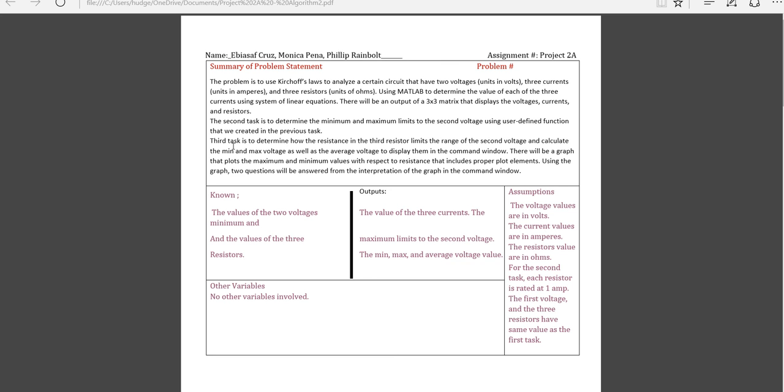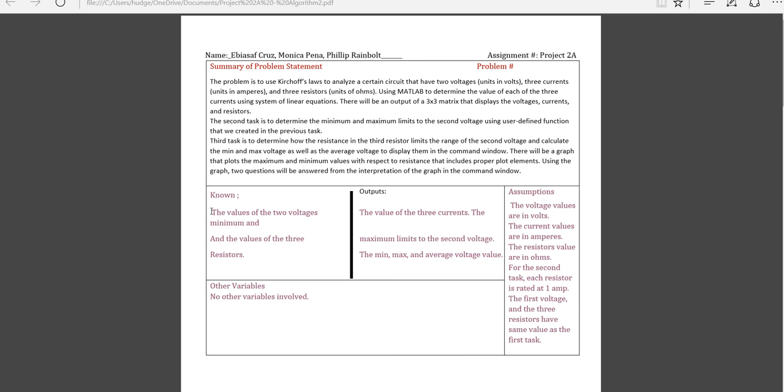function. And then the third task is to determine how the resistance in the third resistor limits the range of the second voltage, and calculate the minimum and maximum voltage as well as the average voltage to display them in a command window. And then there will be a plot of a graph showing the relationship between the resistance values and the voltage values. And from that graph, we can interpret it to answer two questions in the output.